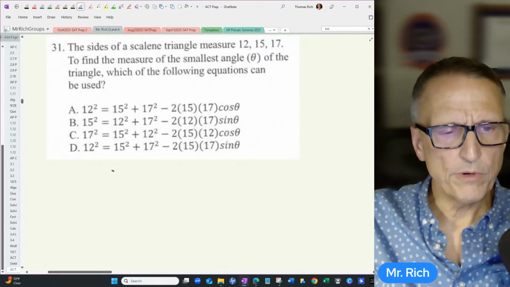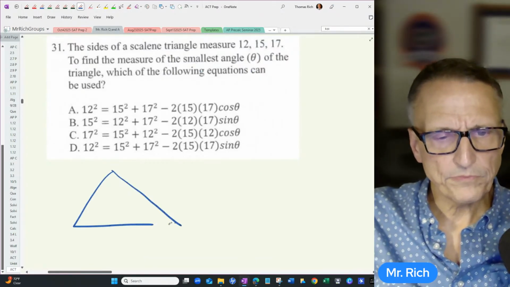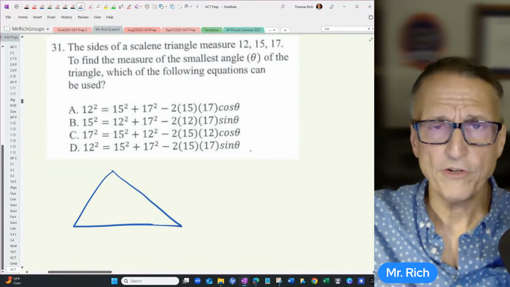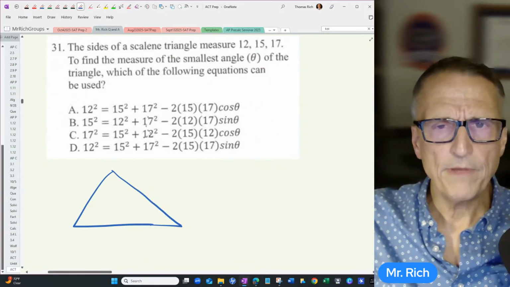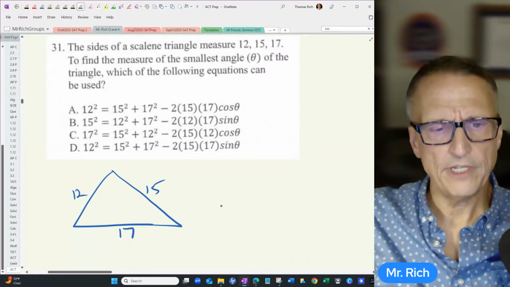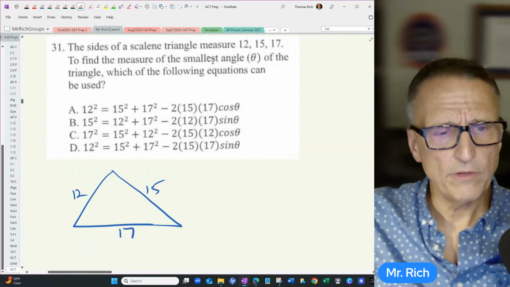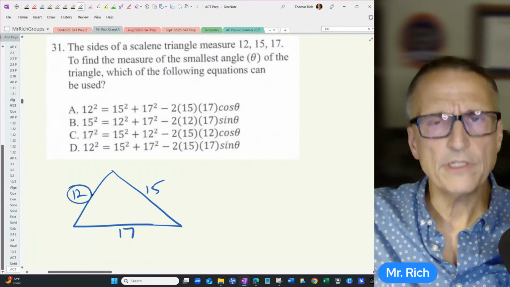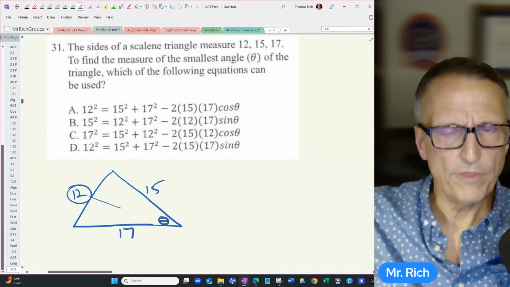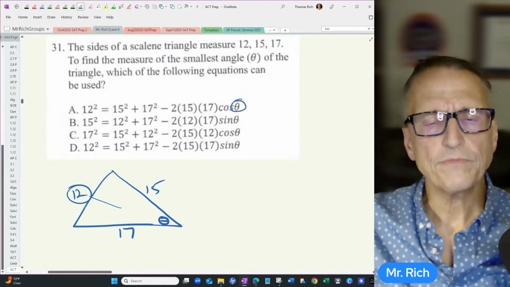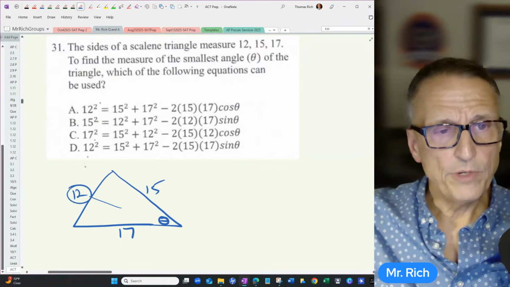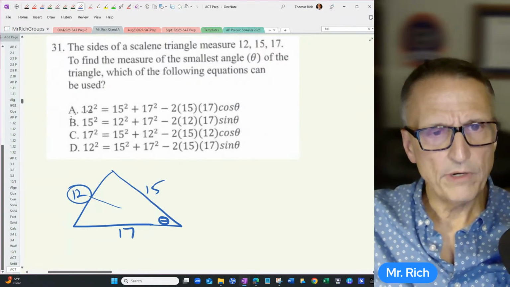Well, what we're going to do is go ahead on our scratch paper and draw a picture of this triangle, right? So you want to do that on geometry problems that don't give you a picture. And so we'll just label these sides 12, 15, and 17. Now, the smallest angle has to be the angle that's opposite the smallest side. So this has to be the angle, and we will call that angle theta. That's what they're calling it here in this problem.